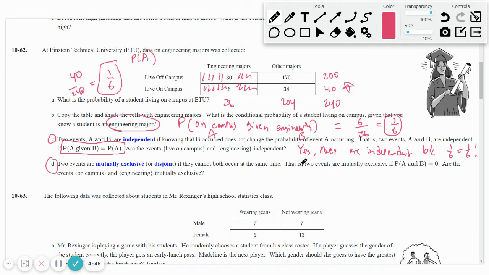Okay? Now, the last part, it says two events are mutually exclusive or disjoint if they cannot both occur at the same time. That is, two events are mutually exclusive if the probability of A and B is equal to 0. So what does that look like in the table?